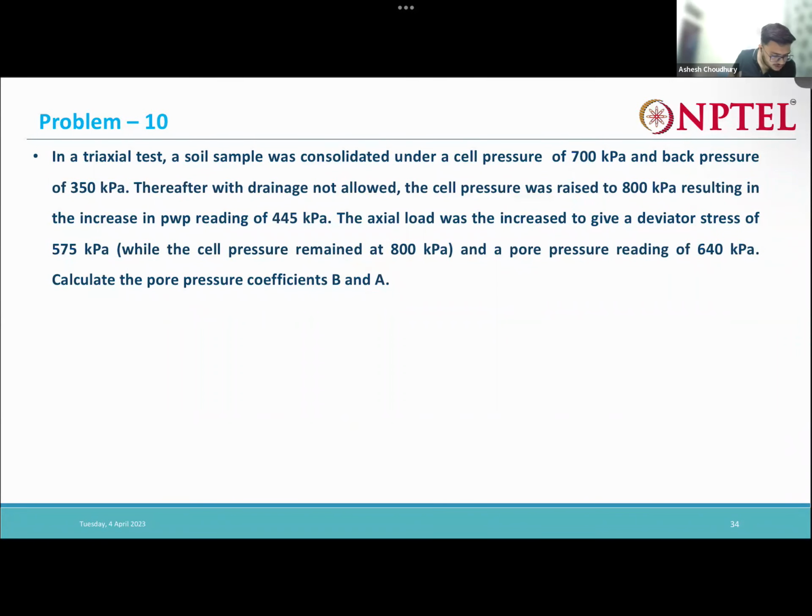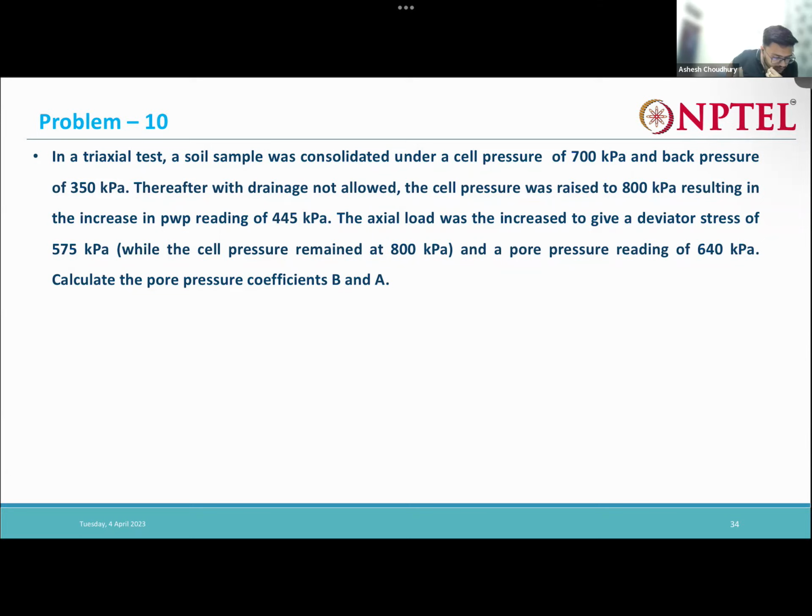So this problem: in a triaxial test, a soil sample was consolidated under a cell pressure of 700 kPa and a back pressure of 350 kPa. Thereafter, with drainage not allowed, the cell pressure was raised to 800 kPa, resulting in an increase in pore water pressure of 445. The axial load was increased to a deviator stress of 575, with the cell pressure remaining at 800, and the pore pressure was measured. Calculate the pore pressure coefficients A and B.